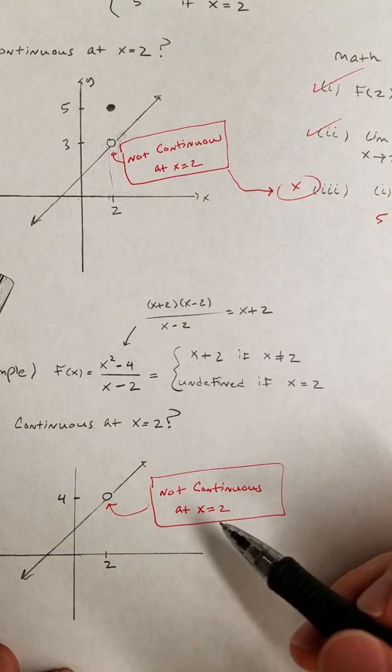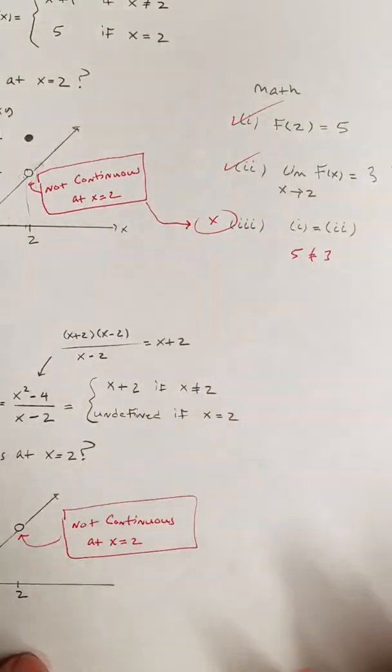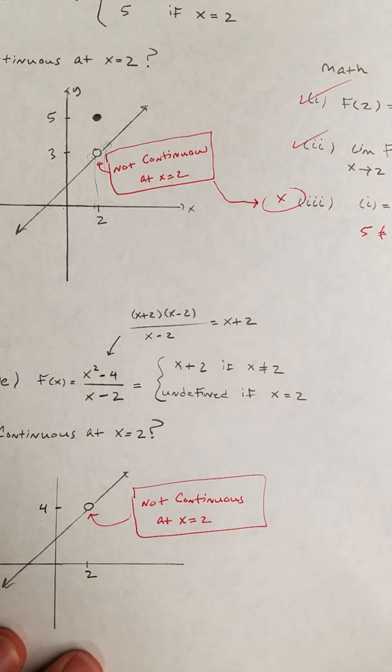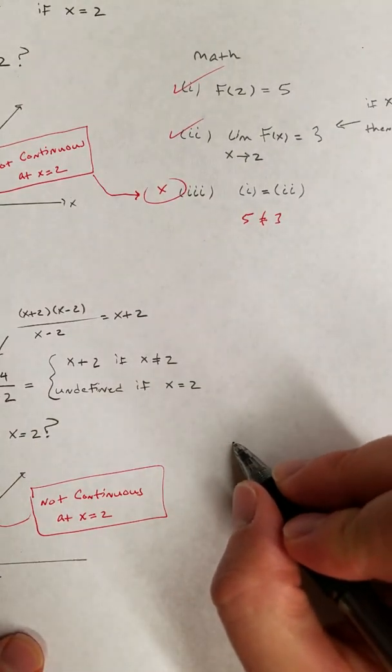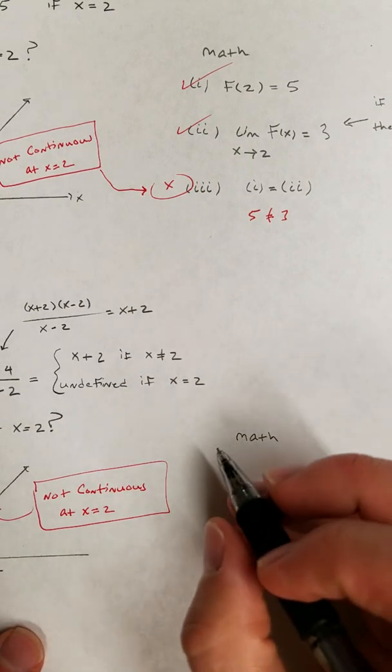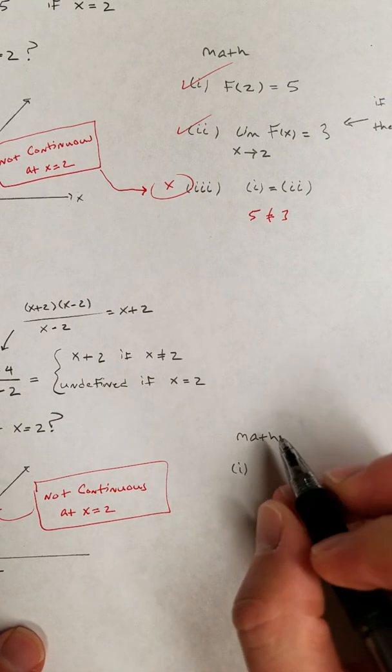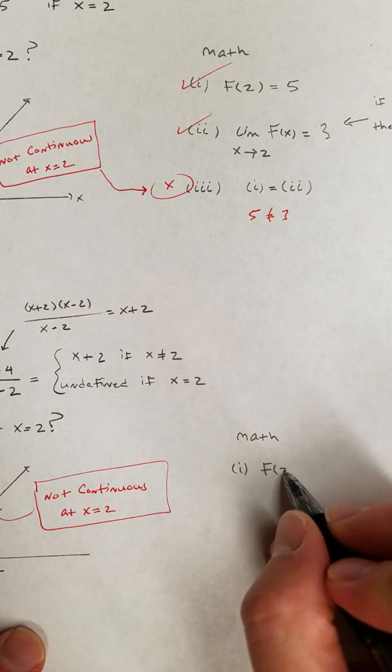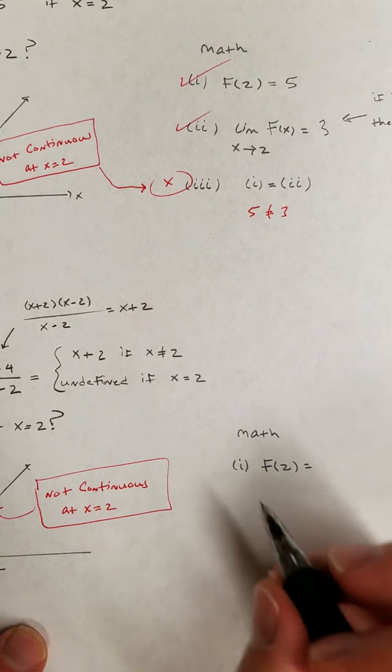Okay. What about, let's do the math, remember? Got to do the math. I need to hold you accountable for that. So as far as the math goes, what 3 things have to happen for it to be continuous? I've got to get an answer when I plug 2 in.